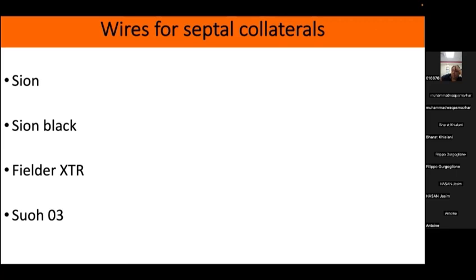And to ensure that your wire position when you're crossing it is in the right position. All right. I mean, the other thing I might just add there is that we tend to choose septal collaterals over epicardial collaterals because the complication risk of a septal is much less than an epicardial in terms of the tamponade risk.